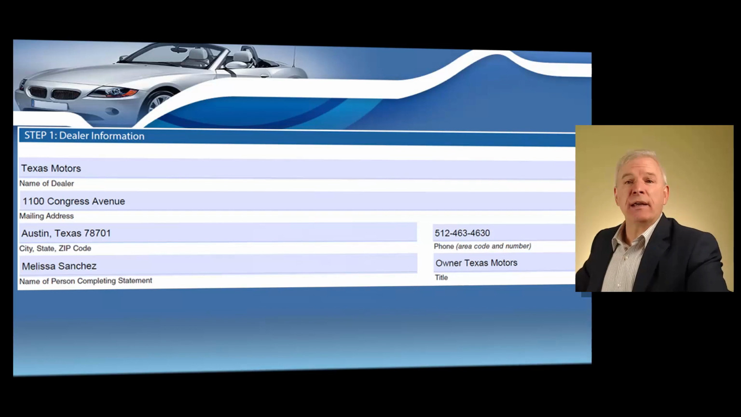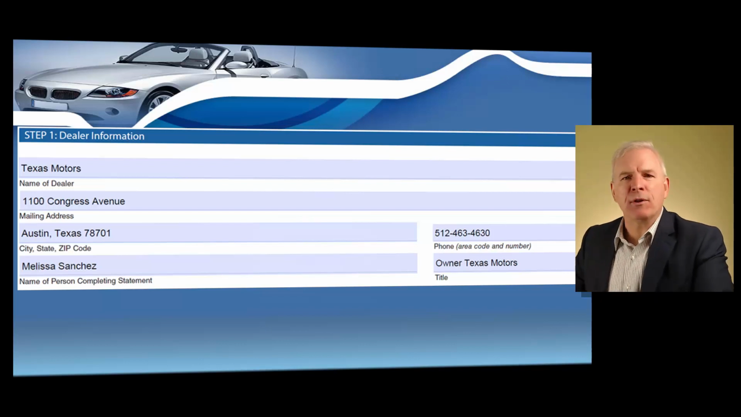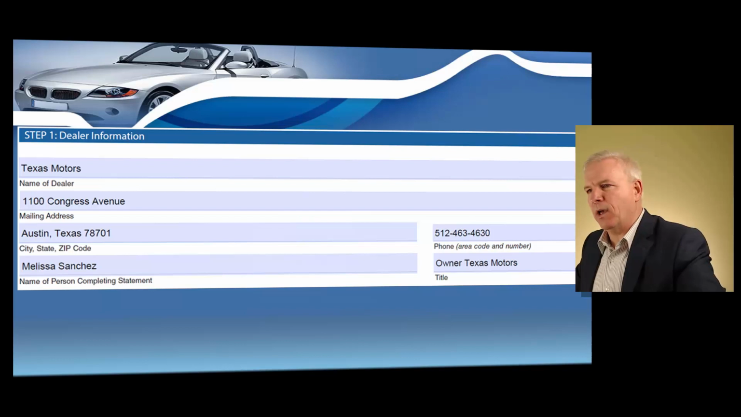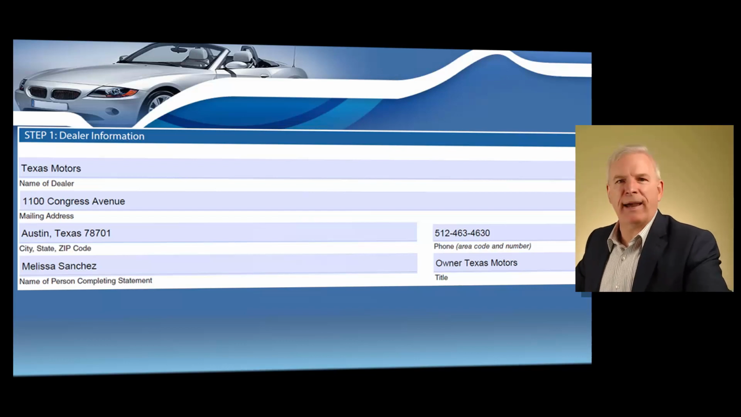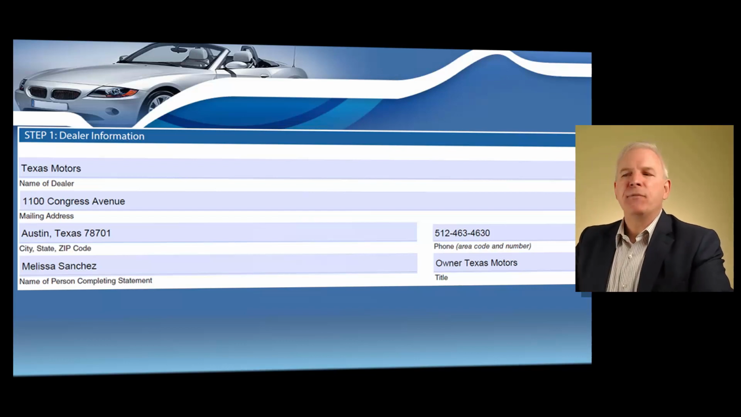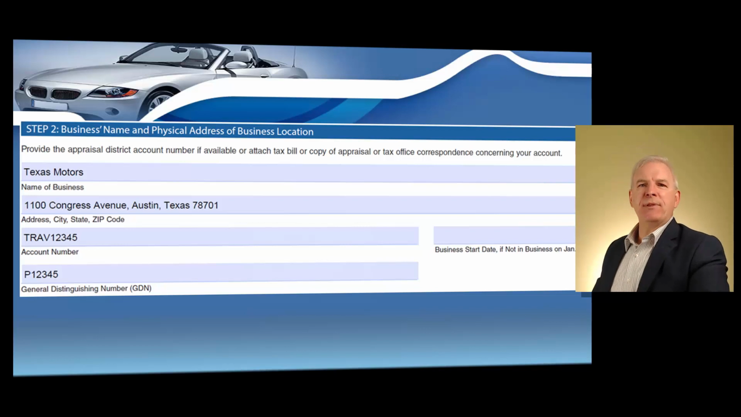Next, you're easily going to enter your dealer name and your contact information, the name of the person completing the form, and the title of the person. So if you're the owner or the general manager, or maybe you're the salesperson, you'll enter the title of whoever's doing this. Next, on the next part there, you're going to enter the name and the address of your dealership along with your account number.